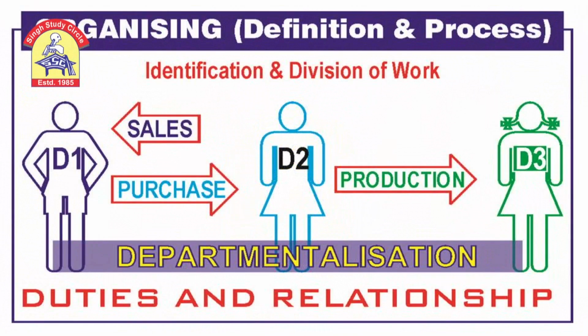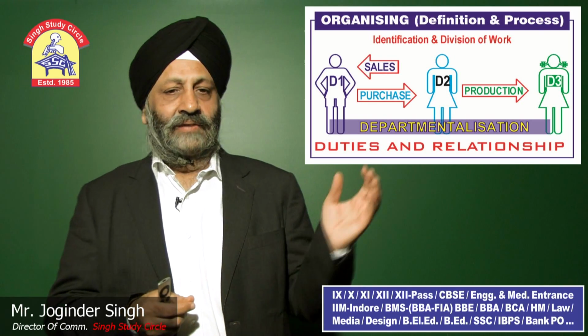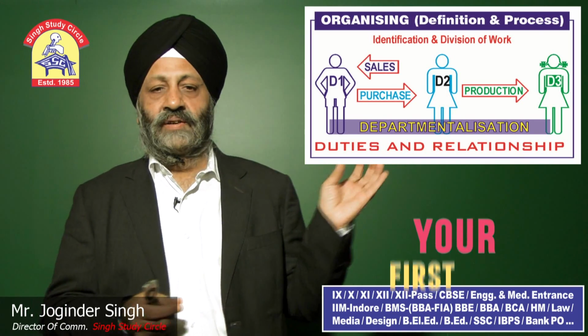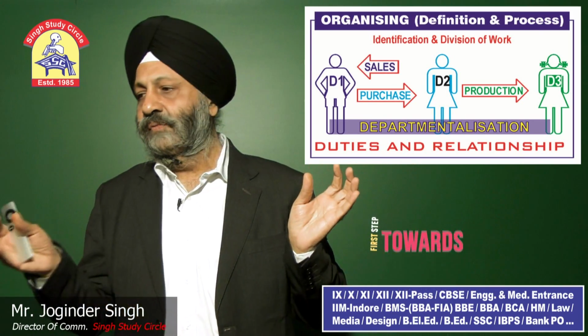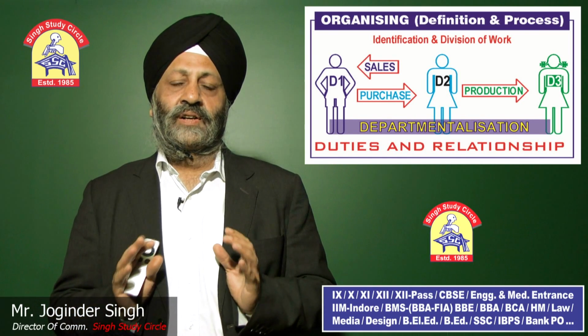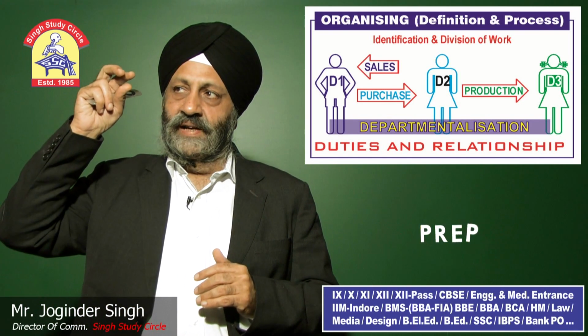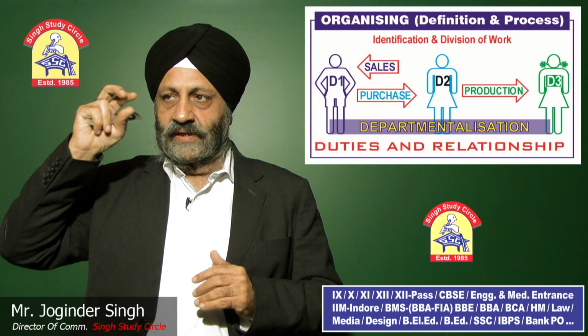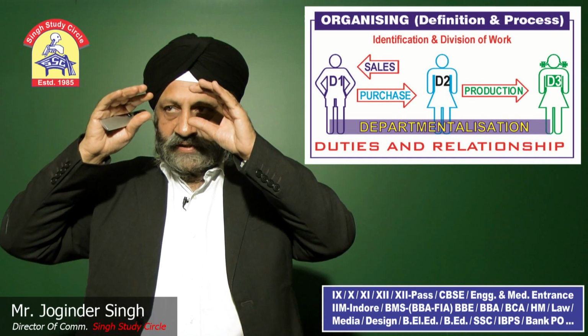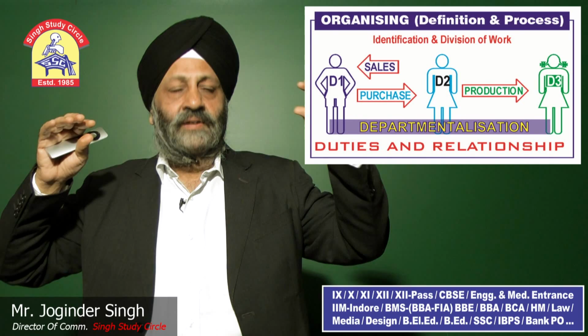So now we are going to start the chapter of organizing, the definition and process. I'm showing you three people. One is a salesperson, one is a purchase person, one is a production person. First of all, the company identifies the work. The second step is that once works are identified, these are the types of work: production, sales.